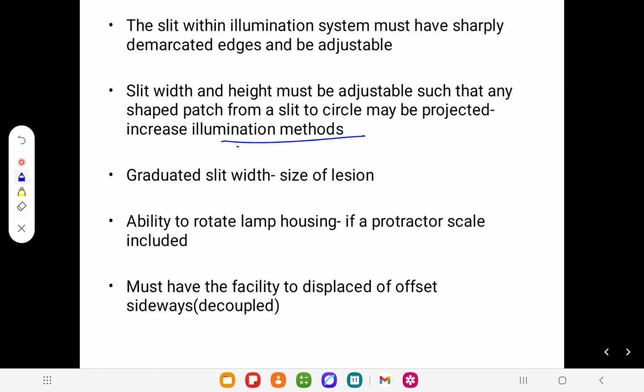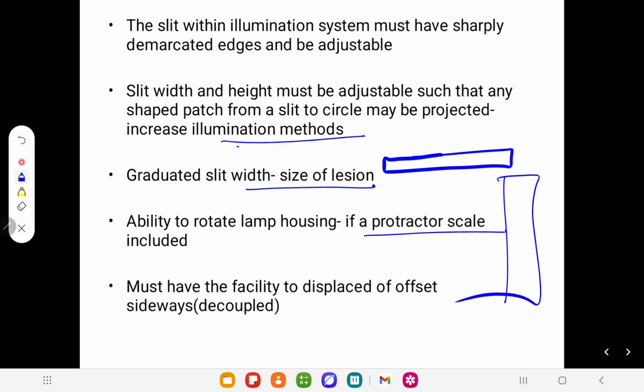And the graduated slit width, the size of the lesion, obviously, and the ability to rotate the lamp housing if a protractor scale is included. Basically, yes, we definitely can. If there is a slit like this, we can rotate that bulb housing and make it 90 degrees, isn't it? It's very simple. It must have the facility to be displaced and offside, decoupled. Basically, the principle of the slit lamp is coupling, and we can decouple it.